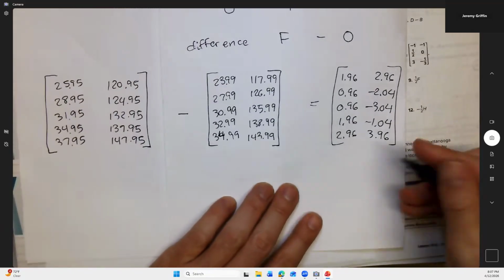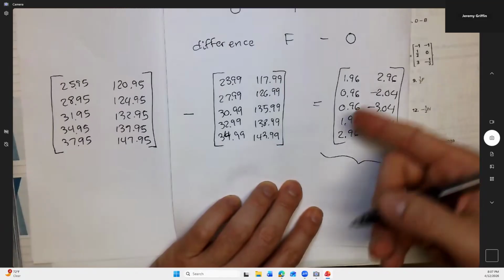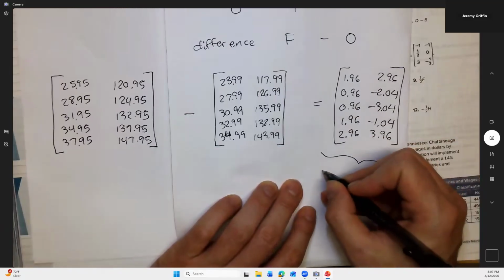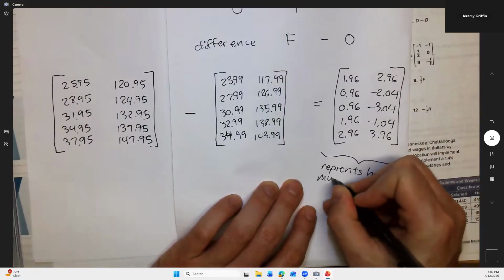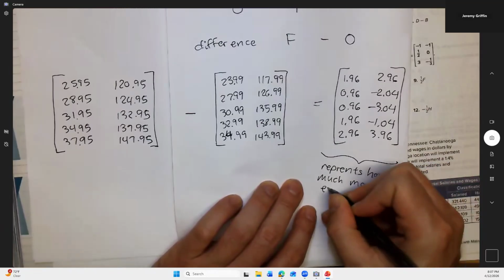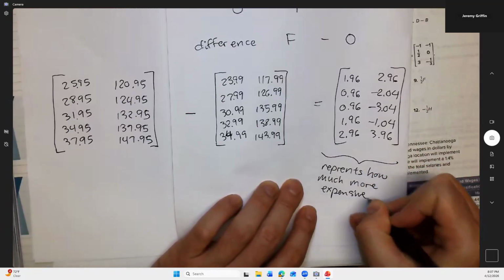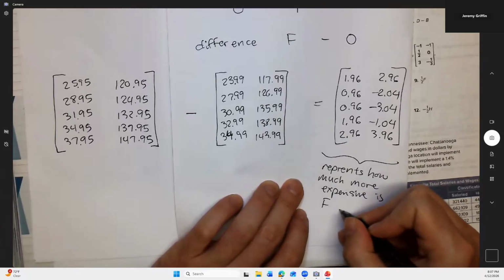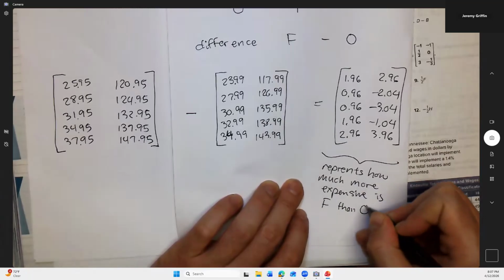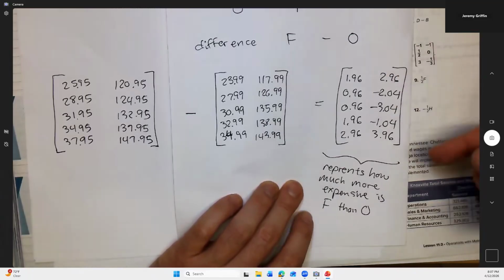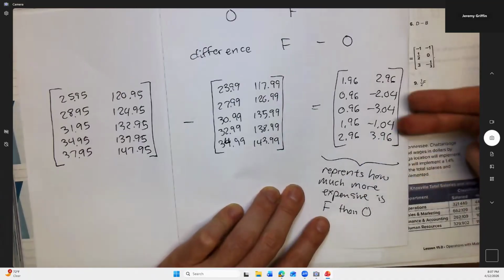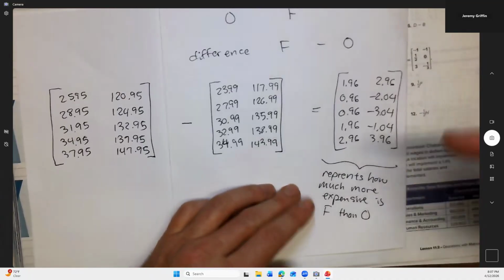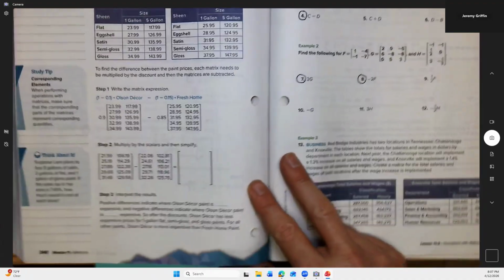There's the math done. And what's the interpretation? This matrix represents how much more expensive the F brand is than the O brand. Since most of these numbers are positive, in general Fresh Home is more expensive than Olson Decor. But there are a few negative numbers, which means the opposite is true there. That tells you how to do this.